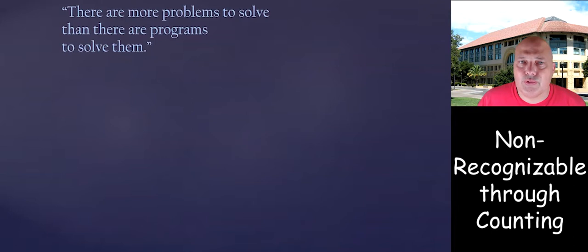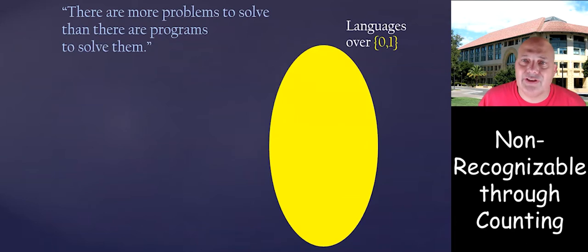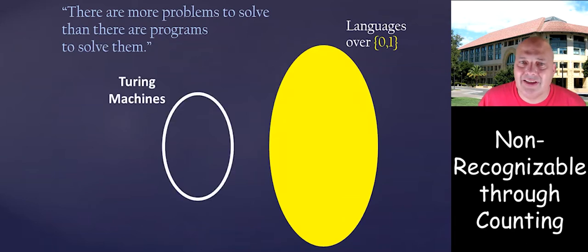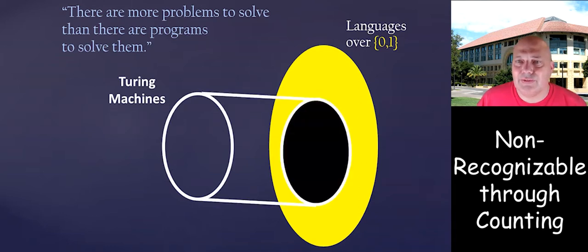So there are more problems to solve than there are programs to solve them. If these are the languages over 0, 1, and these are the Turing machines, this is a smaller set. And here we mean that it's smaller, we mean it in the sense of infinite sets. So if we try to create a mapping from Turing machines to languages, it won't be onto. There will be many languages that are not covered.